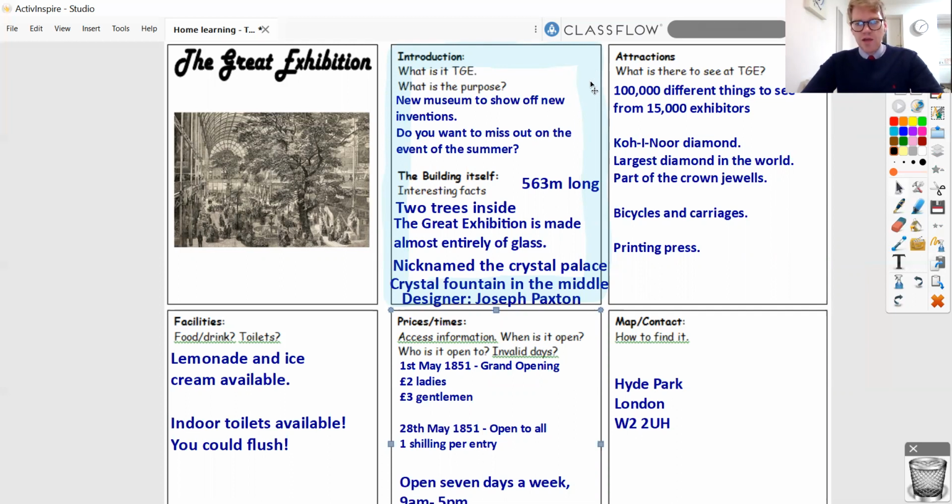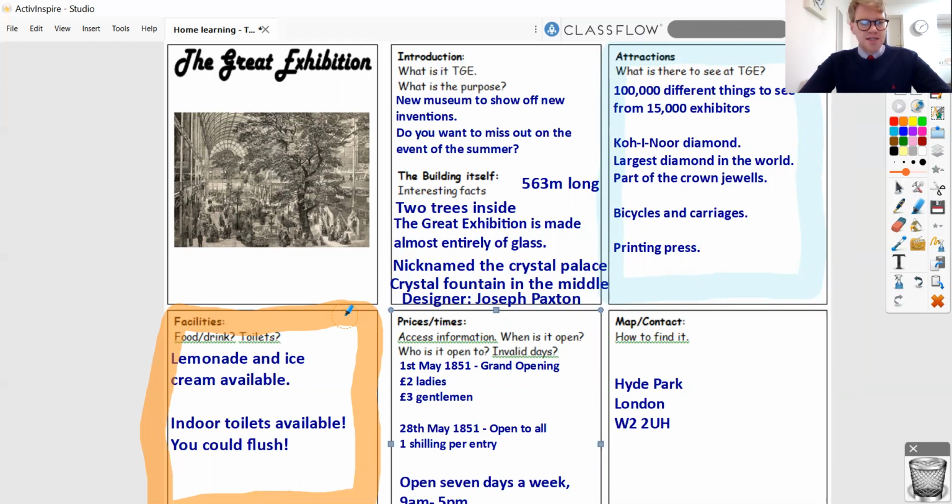Now, today we're going to move on and we're going to write a paragraph about the attractions. So what is there actually to see there? What are the exhibits? What are some of the inventions that we can see? And also then we're going to do our second paragraph today on the facilities. So our aim today then is to get these 2 parts done. We want to get done the attractions section, where we're talking about what there is to see there, what the inventions are, and also something about the facilities. And these are going to be 2 different sections.